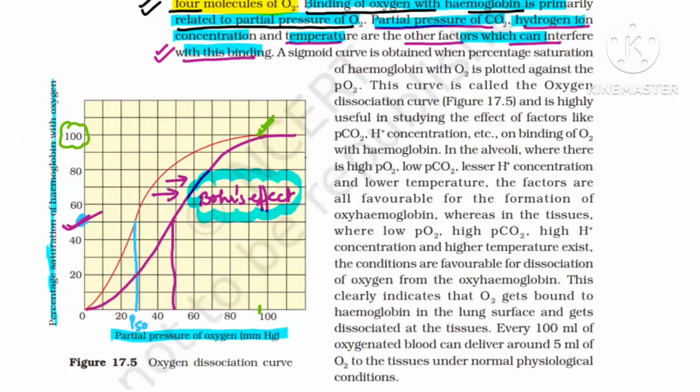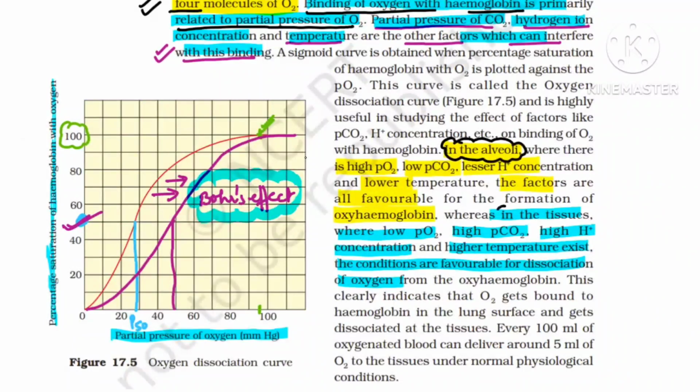So see carefully. At tissue level, when the oxygen partial pressure is low, it means carbon dioxide partial pressure is high, proton concentration is high, and temperature is high. In such cases, dissociation of oxygen from hemoglobin will go on. But at the alveoli level, what will happen? At the alveoli level, partial pressure of oxygen is high, carbon dioxide is low, proton is low, and temperature is low. All these factors will favor the formation of oxyhemoglobin. Clear, beta? What occurs at alveoli and what occurs at the tissue, I think this is clear.